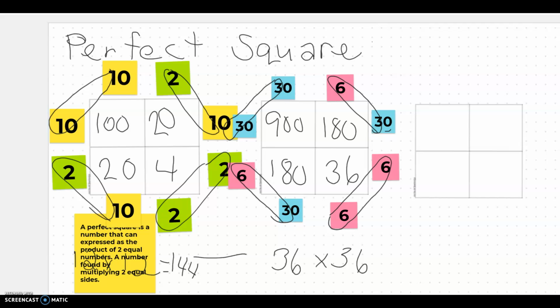Then to find the answer, I'm just going to have to add those together. That one's a long one, so I'm going to put here 900, 180, 180, and 36. Make sure when you're adding them that you line them up.